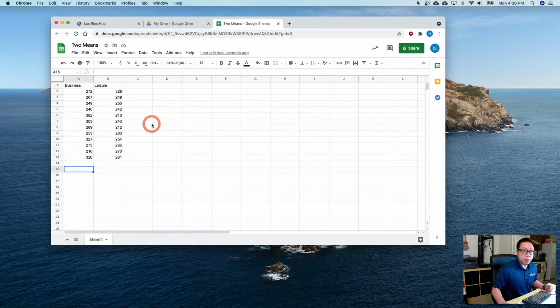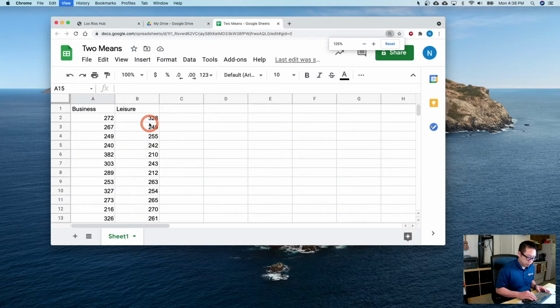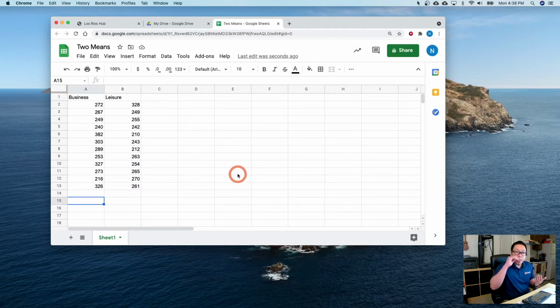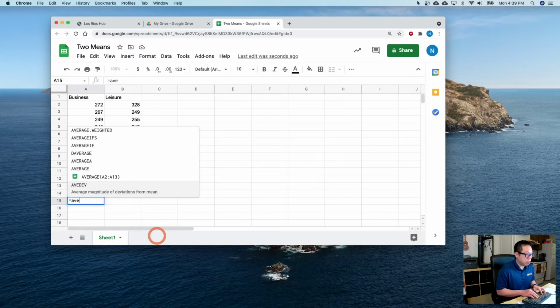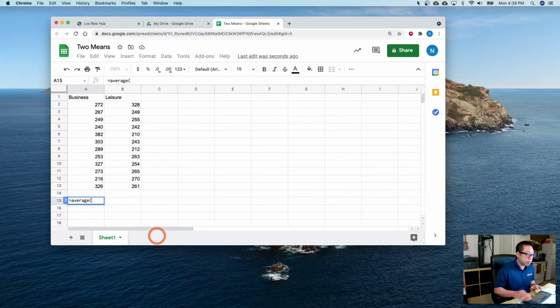Okay, so I have the data entered. Let me actually zoom in here. What I need is to find the mean and the standard deviation for the business and the mean and standard deviation for leisure. In Google Sheets or Excel, to find the mean, the command is equals AVERAGE, parentheses, and then highlight the column. So I'll highlight the business numbers.